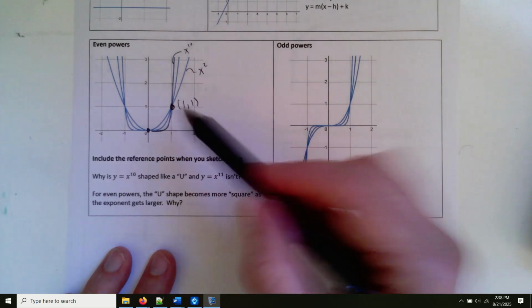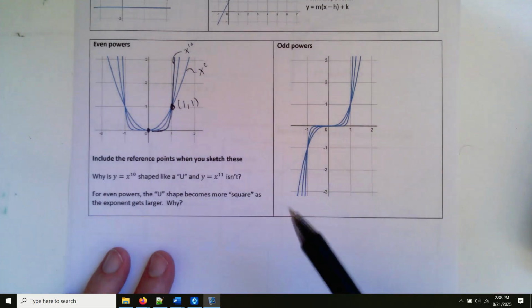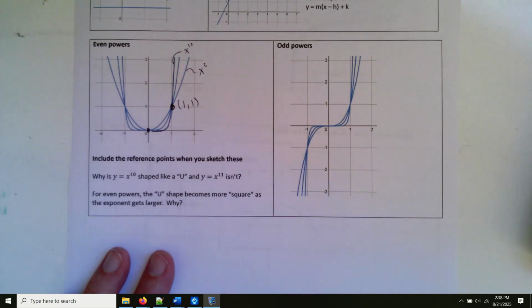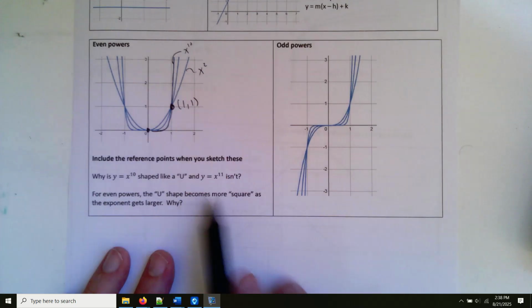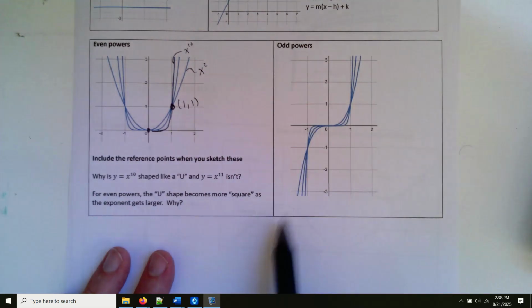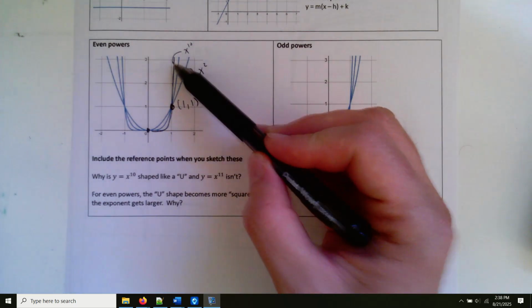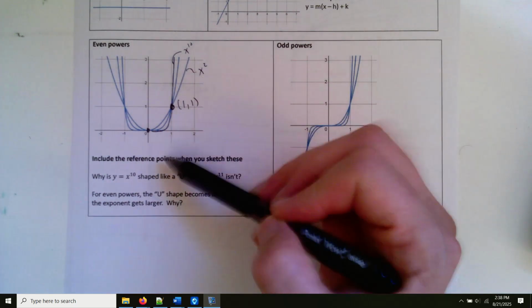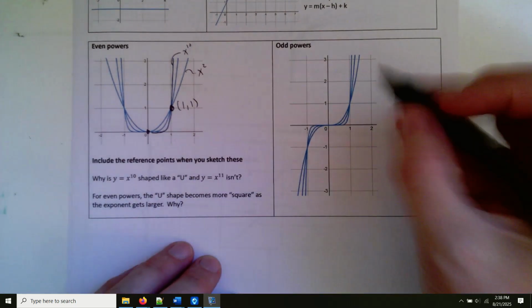So I want you to be familiar with how the family changes as the exponents change, and also be able to answer the why questions. Why is it that x to the 10th is shaped like a U, but x to the 11th is shaped like this wavy thing? Why is it that x to the 10th is actually smaller than x squared when x is between 0 and 1? And those are questions you're going to answer in the problem sets.